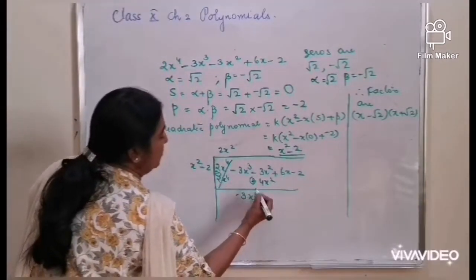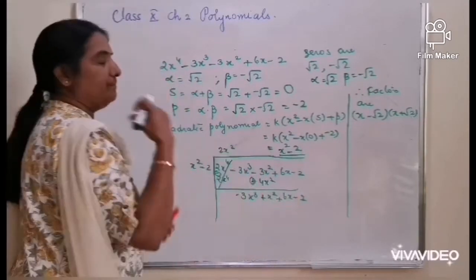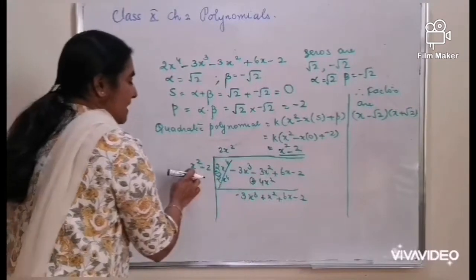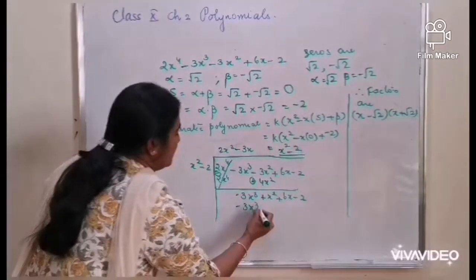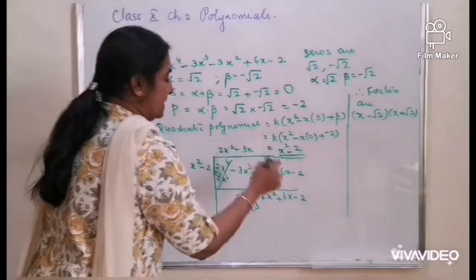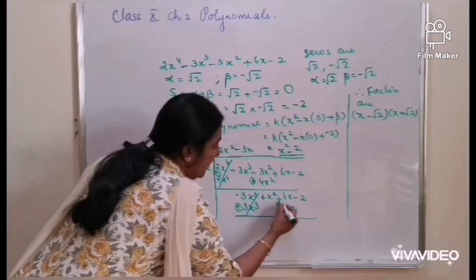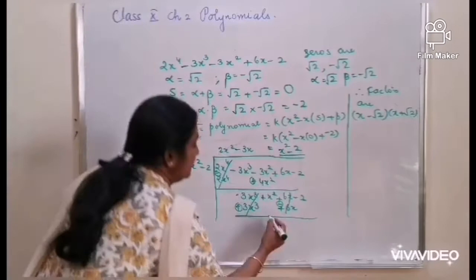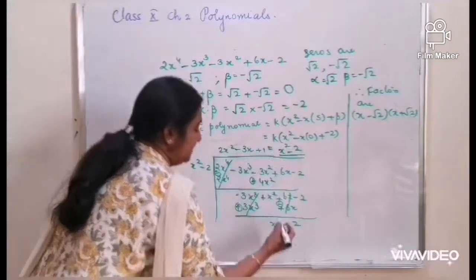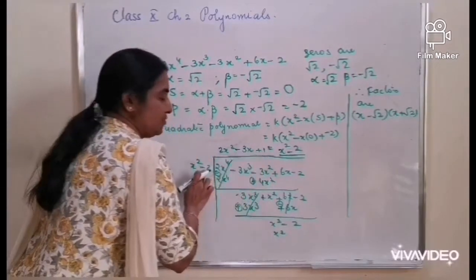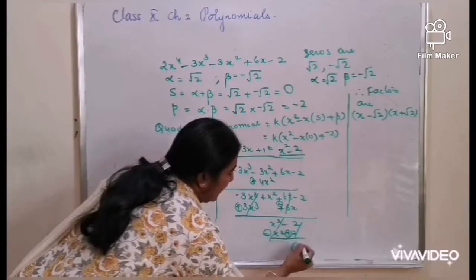Minus 3x cube plus x square plus 6x minus 2. Minus 3x cube by x square is minus 3x. Minus 3x cube. Minus 2 into minus 3x is plus 6x. Thus the factors started cancelling. And x square minus 2, x square divided by x square is plus 1. Plus 1 into minus 2 is minus 2. The factors got cancelled.